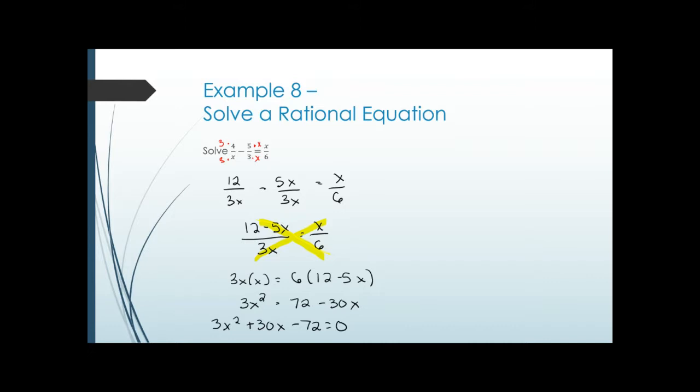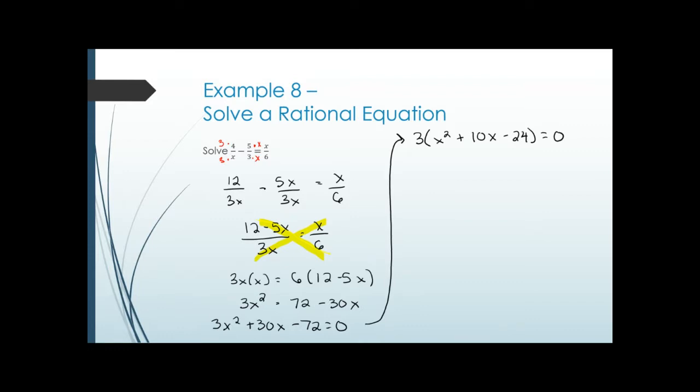Now there's a greatest common factor here, because I can divide 3 out of 3, 30, and 72. So I'm going to factor out that 3. So I have x squared plus, and then 30 divided by 3 is 10. And then 72 divided by 3 should be 24. Yep, so I got minus 24 equal to 0.